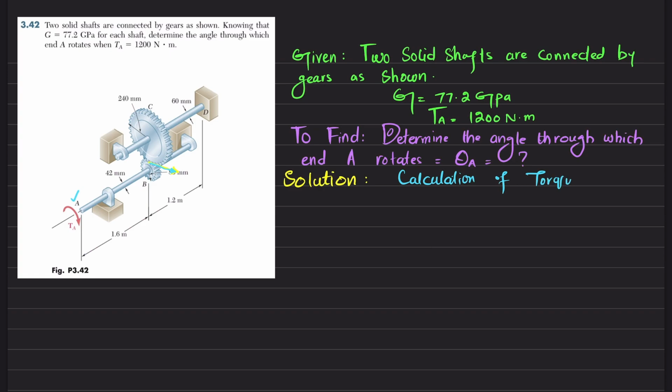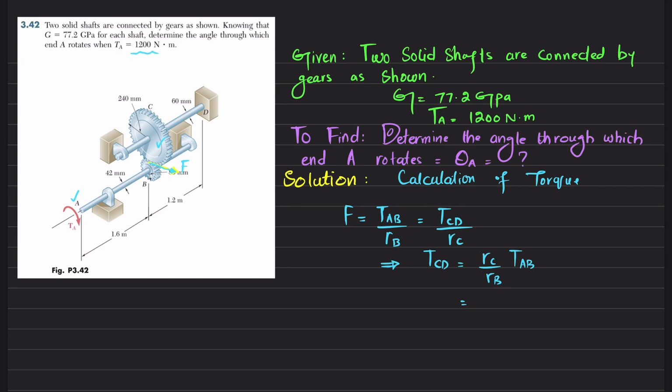First we will find the circumferential force. This force is F. The force on gear B will be equal to TAB divided by RB, and the same force is exerted on gear C, which will be equal to TCD divided by RC. So from here you will get TCD. TCD will be equal to RC divided by RB into TAB.